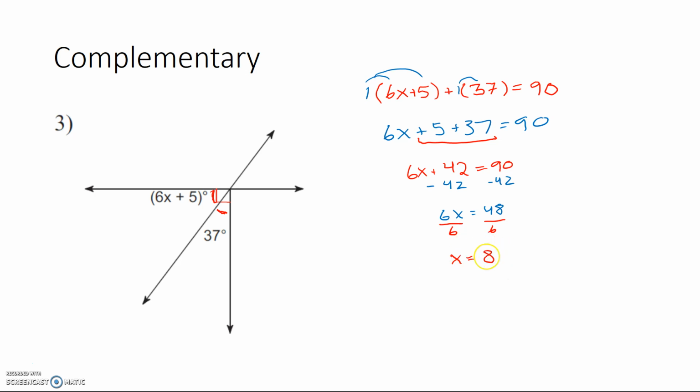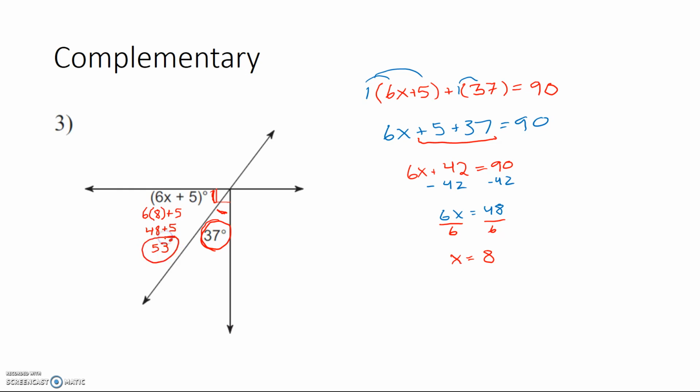I found the value of x. That's part of what the question is asking. The other part is, what are the actual degrees? Well, this one's already taken care of. This one's already 37. But how am I going to find the degrees of this other angle? I have to take the value of x and plug it back in. This is a part where people get confused. So I plug 8 back in. 6 times 8 is 48. 48 plus 5 gives me 53 degrees.